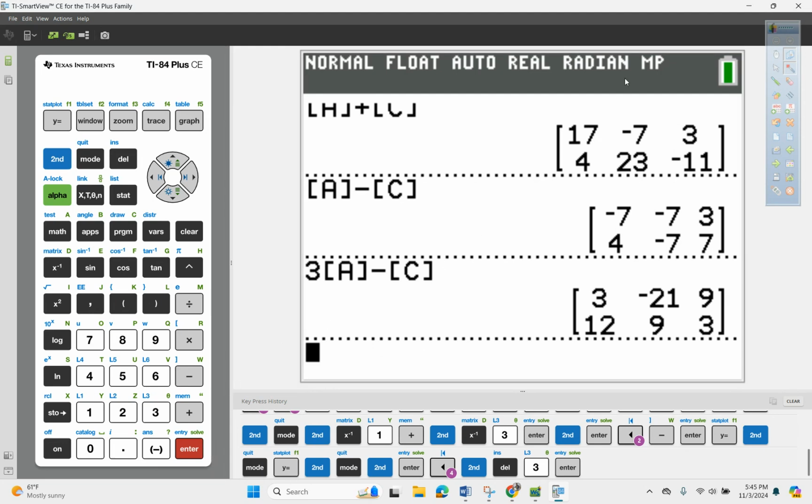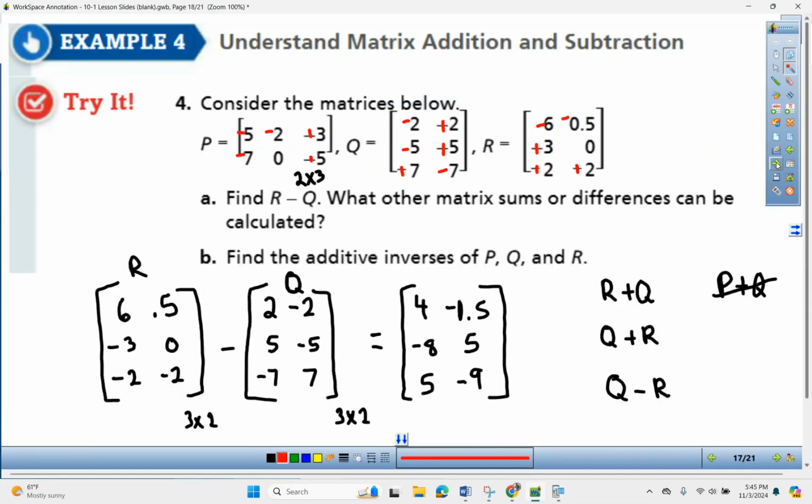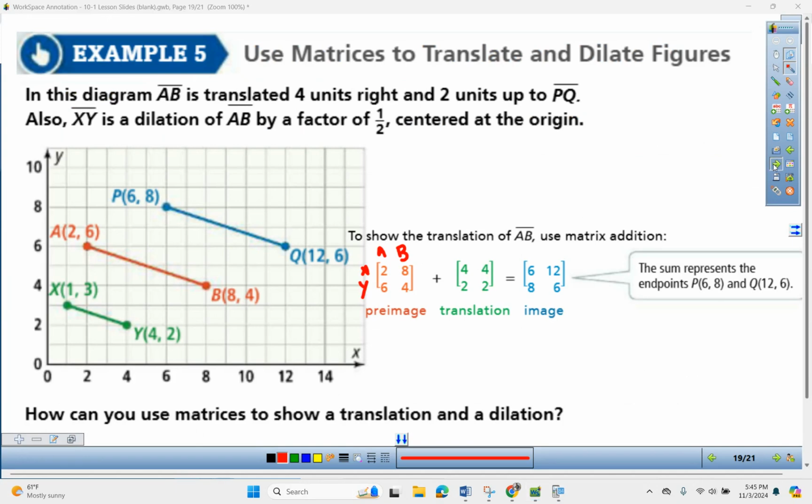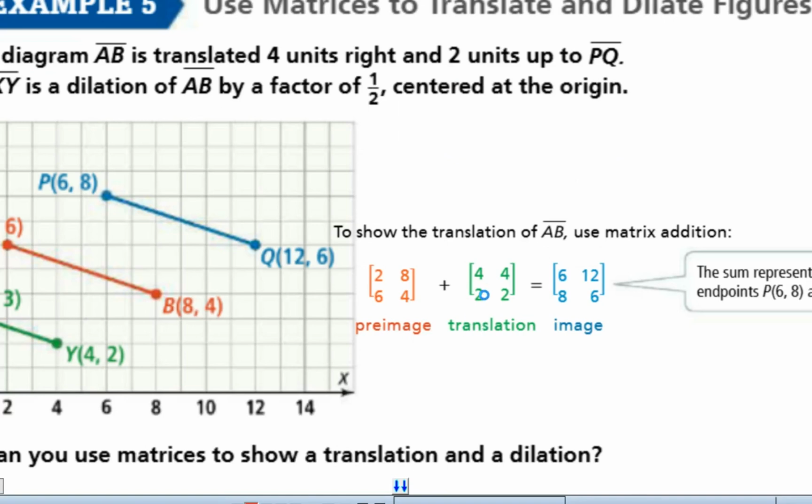So you don't really need the matrix function on the calculator to do anything in this assignment, but I thought it might be good to take an opportunity to review how that would be done, because you will need that eventually in our next sections. Okay, so very quickly here, I want to just touch on using matrices to translate or dilate figures. I kind of just want to look over the setup more than anything else.